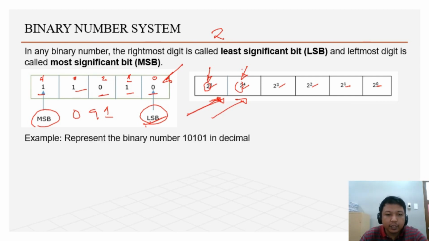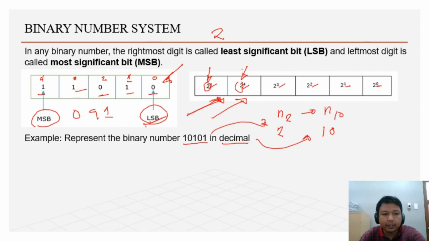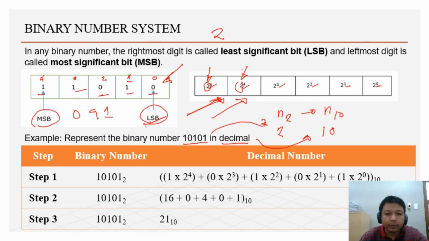For example, represent the binary number 10101 in decimal. So we all know that our binary is at base 2, our decimal is at base 10. So the problem is asking to convert the number in base 2 into number in base 10. So how are we going to do that? Now we have steps using the positional value. So the first, or the least significant bit is at position 0. We have here position 1, 2, position 3, and position 4.